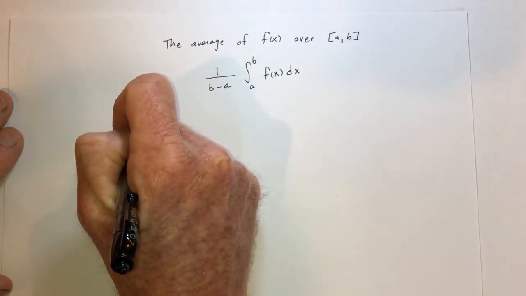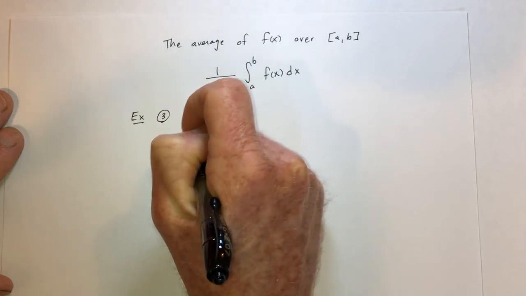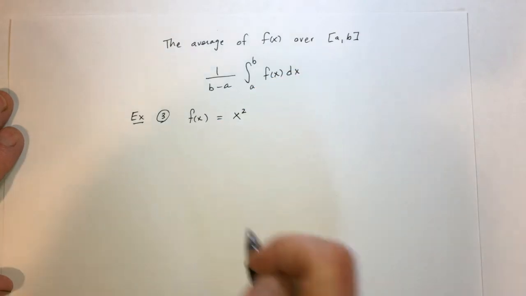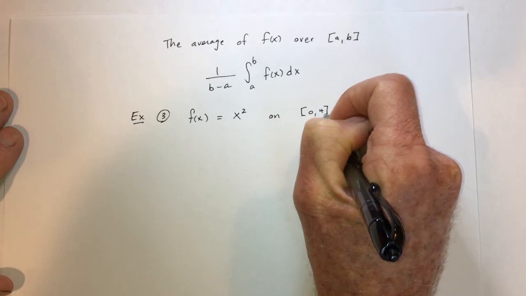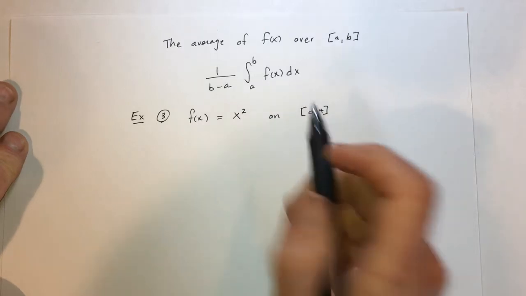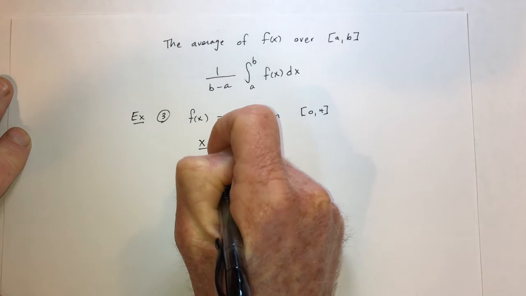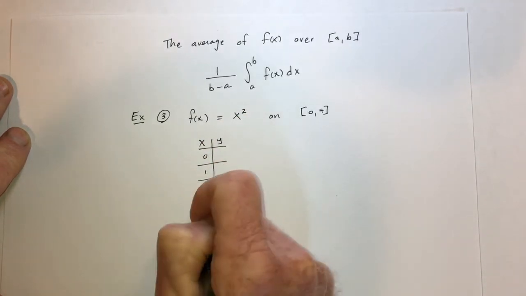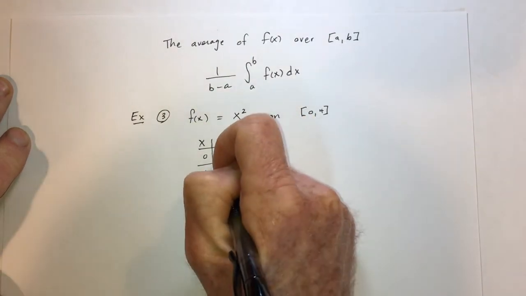So for example number 3, how about if you have the function x squared, and then we look at the interval from 0 to 4. So of course we could do this formula, but just to get a better understanding of what it's doing, if you look at a little table of values, we'll just go by ones. So square each number.